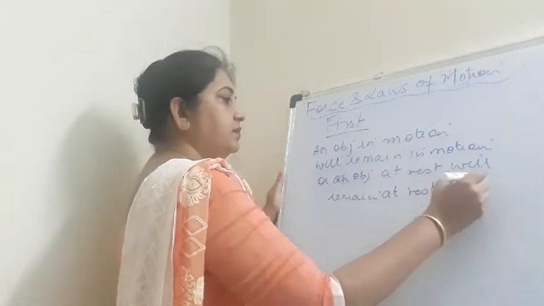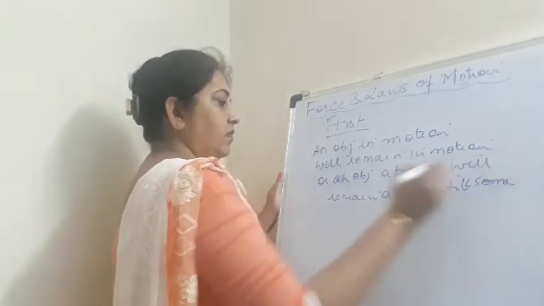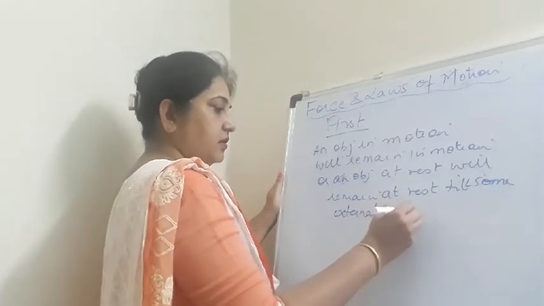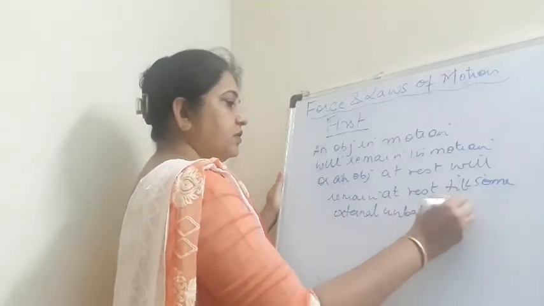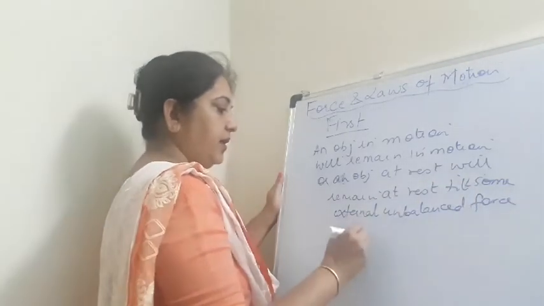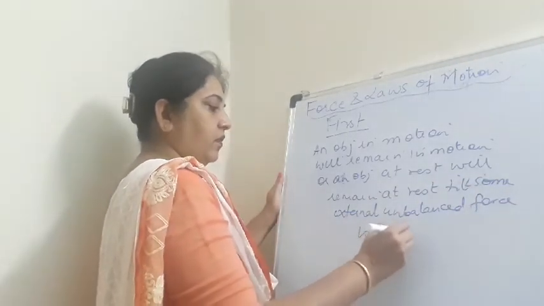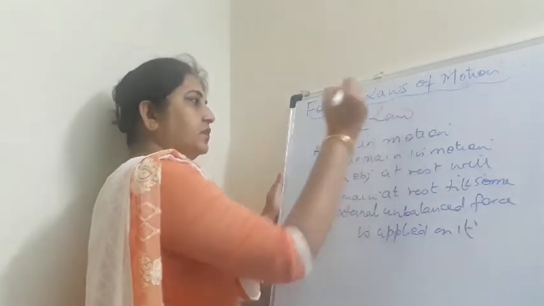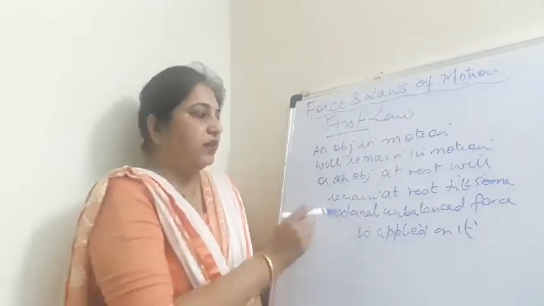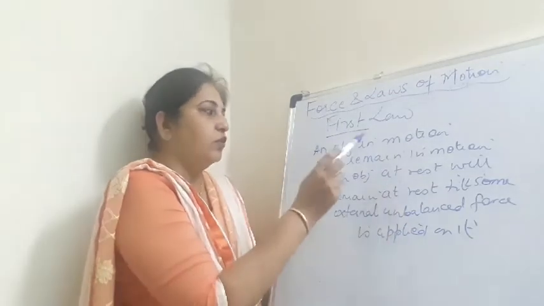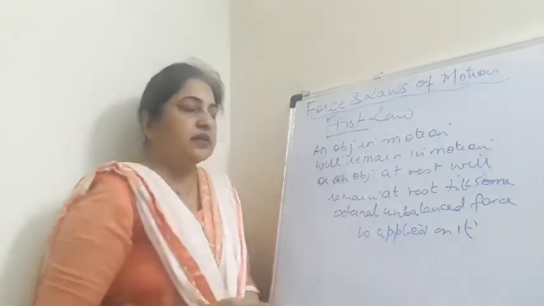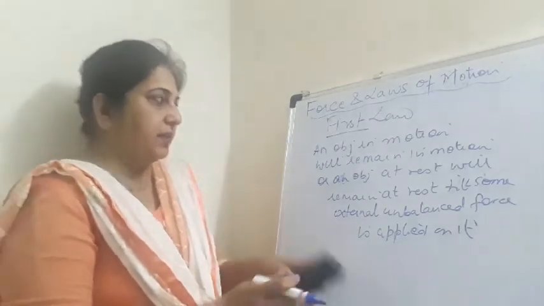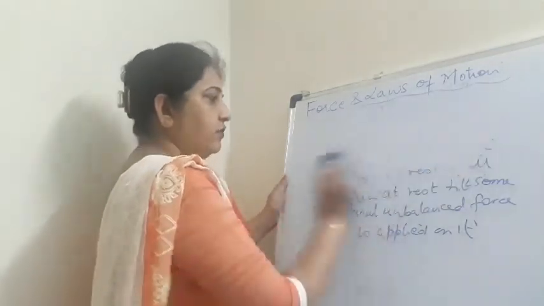till some external unbalanced force is applied on it. So this is the statement of the first law. An object at rest will remain at rest, an object in motion will remain in motion till some external unbalanced force is applied on it. So let us take some examples to understand this law clearly.